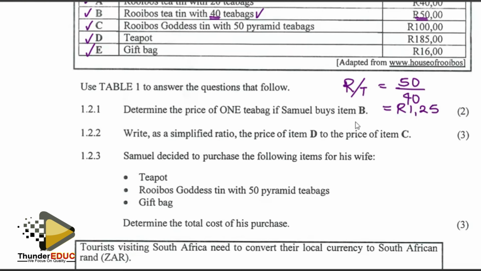The other question: write as a simplified ratio the price of item D to the price of item C. Remember you're looking at prices. D has 185. Price C is at 100. So simple: the smaller number over the bigger number. You get your answer as 20 over 37, which is 37 is to 20. That's the answer there.